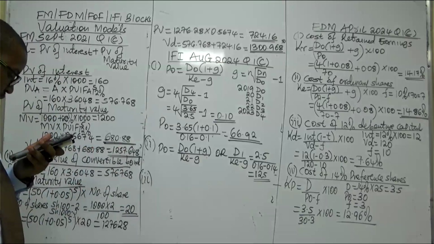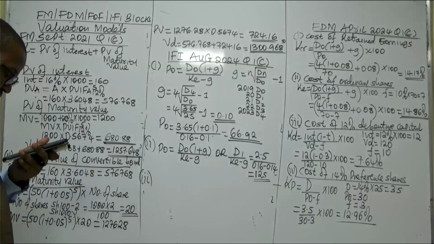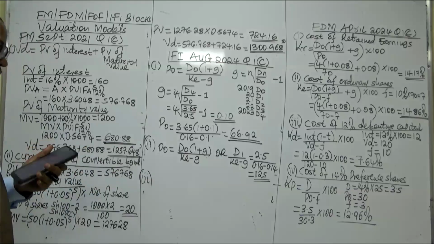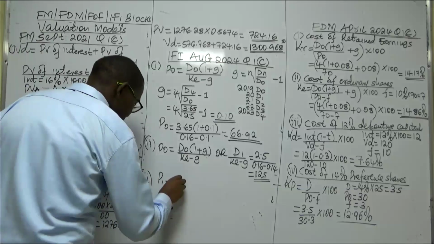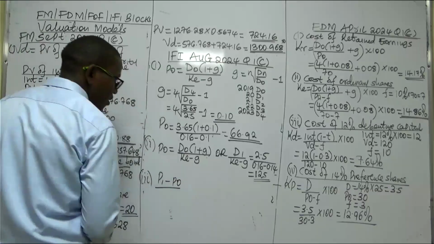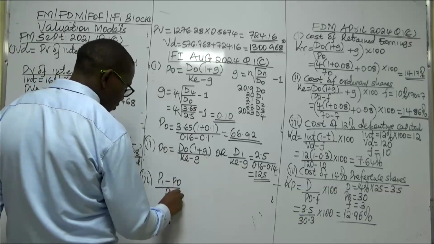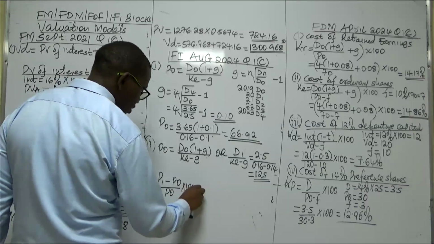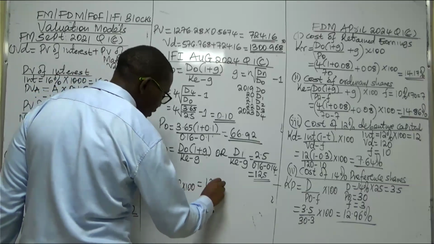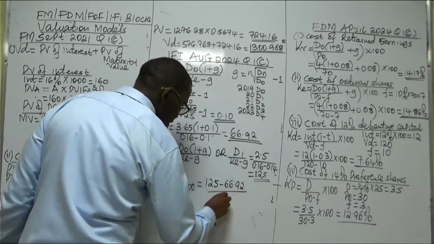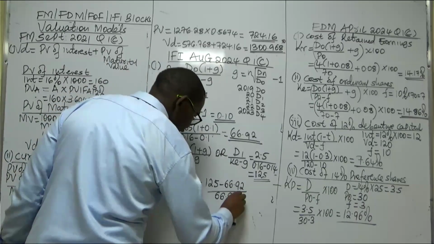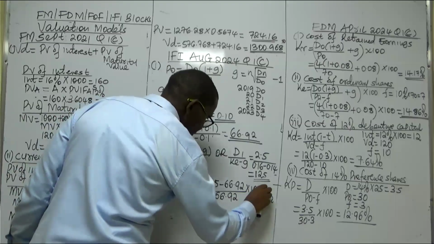Roman number 3, determine the break-even growth rate in dividend per share using the market. This is the growth in market value. It will be P1 minus P0, you divide by P0 times 100. So this will be this price, 125 minus 66.92, divided by 66.92, times 100.